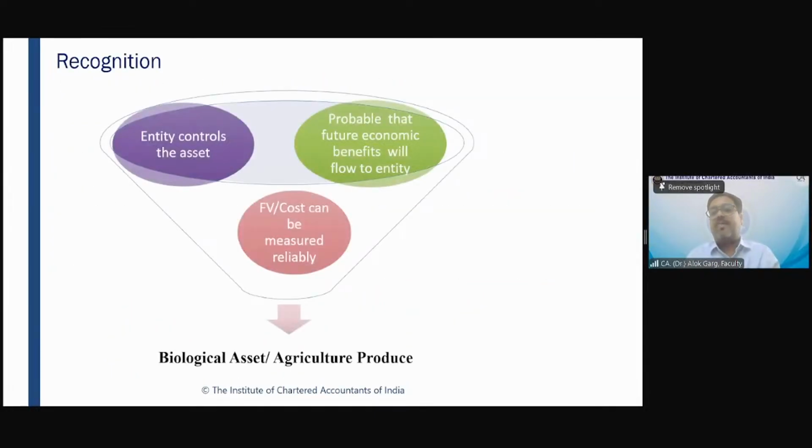Recognition condition. So for recognizing a biological asset and agriculture produce up to the point of harvest, there are three recognition conditions. First condition, future economic benefits should be probable. Second condition, fair value or cost can be measured reliably. See, in PPE, intangible asset, only cost can be measured reliably was the condition. But in this standard, fair value or cost can be measured reliably. Fair value aspect has also been included.